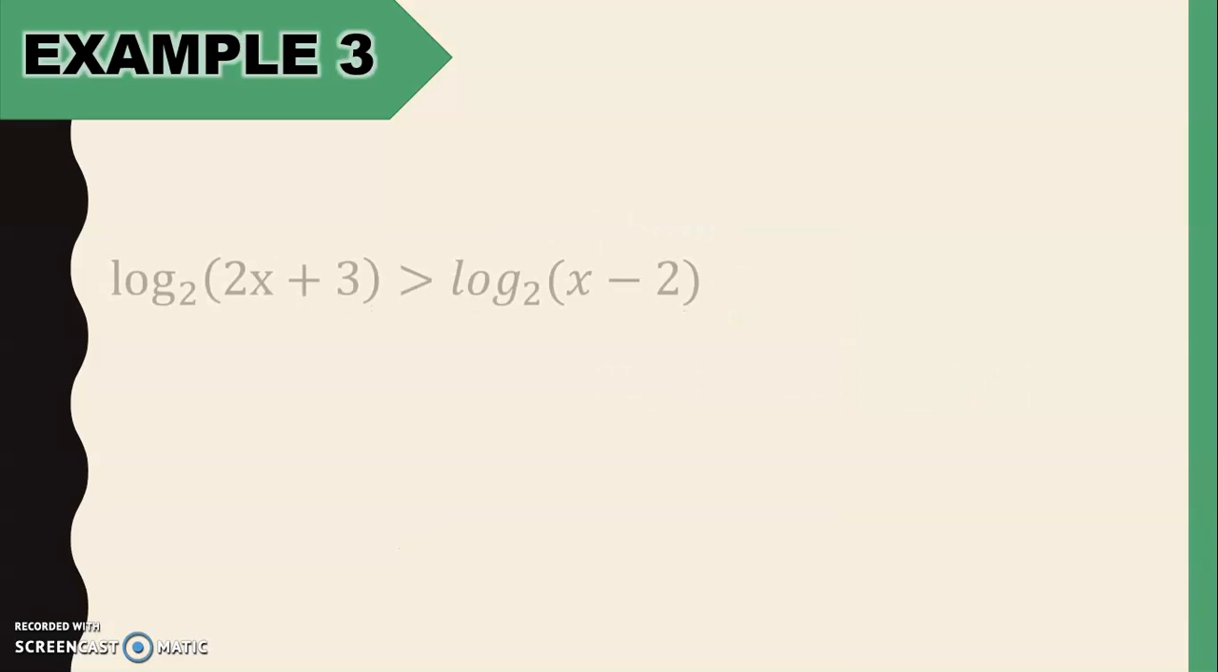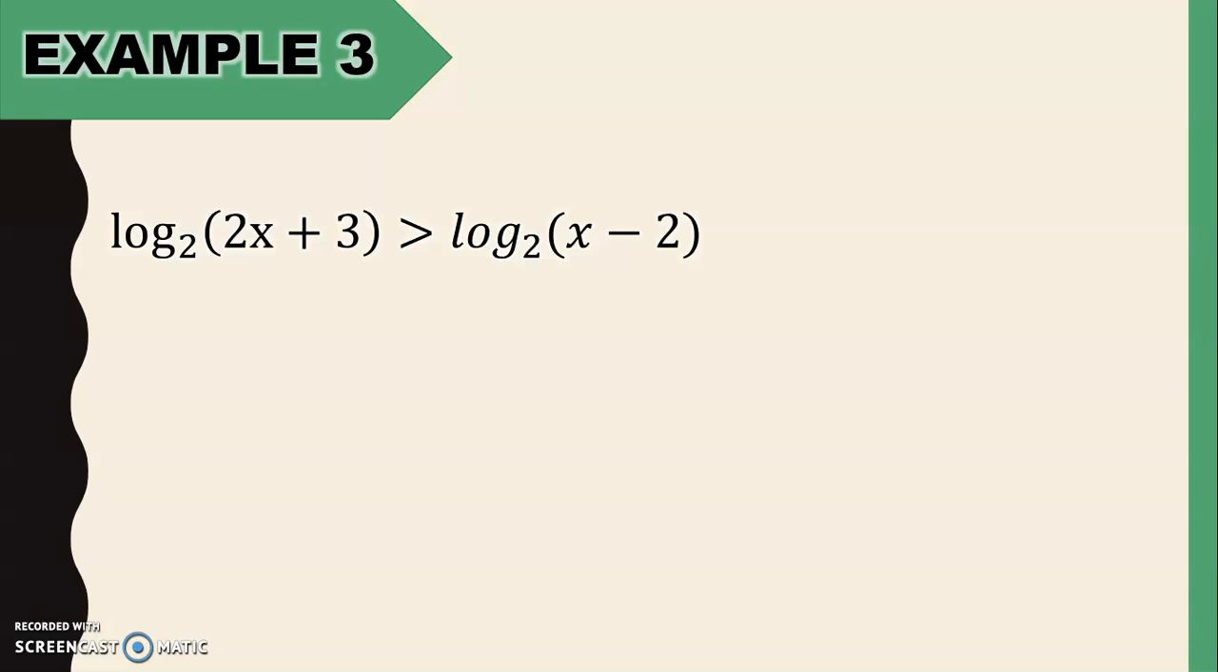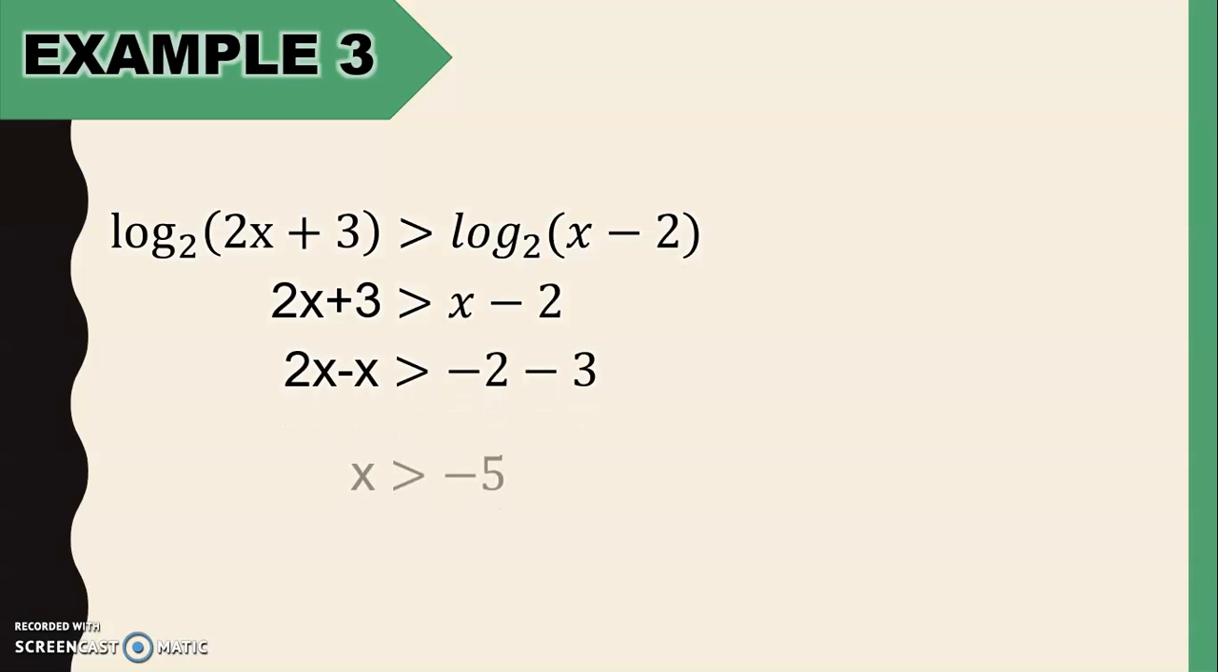Let's have another example. Ito, log of 2x plus 3 to the base 2 greater than log of x minus 2 to the base 2. So, ito yung ika-third kanina. Pag merong log, both sides, automatic copy the argument of the logarithm. Yung 2x plus 3 and yung x minus 2. Then, copy the inequality symbol. Then, solve for x. So, x is greater than negative 5.